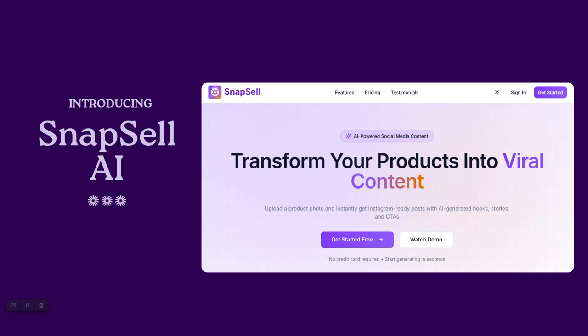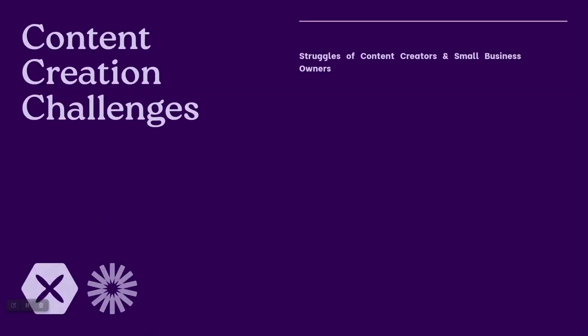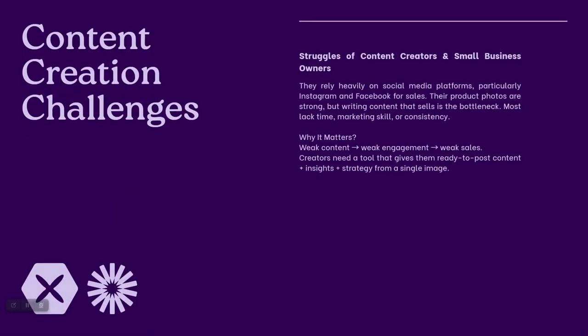Why I came up with this is because a few of my friends are in business. Someone is in the jewelry business. One of them has a clothing brand. They usually struggle. They heavily rely on social media platforms, particularly Instagram and Facebook, for their sales. For social-first platforms, the product photos and the content is what sells. And if that is not good, this becomes a bottleneck.